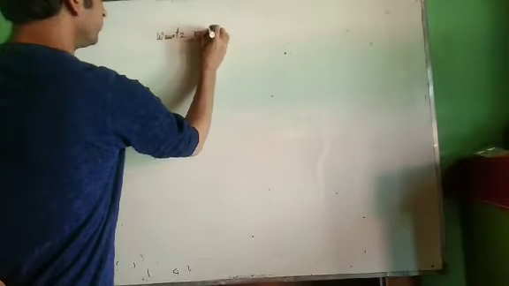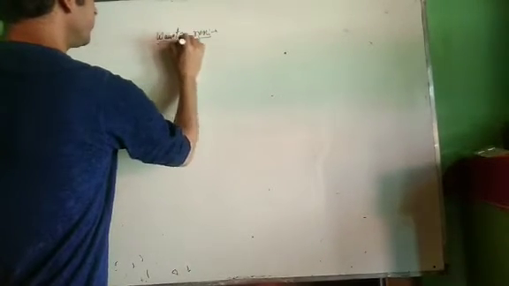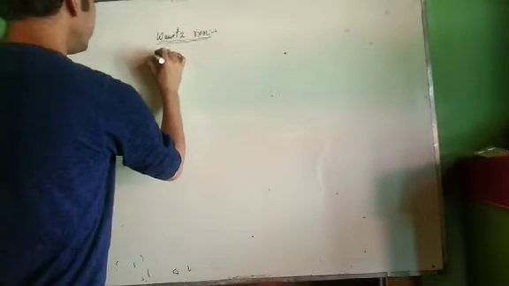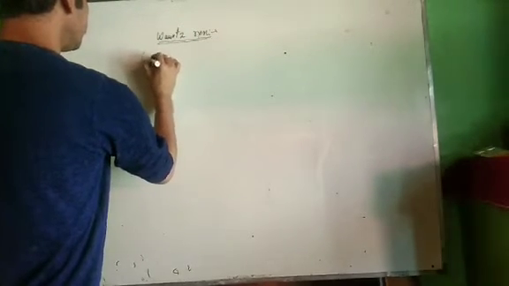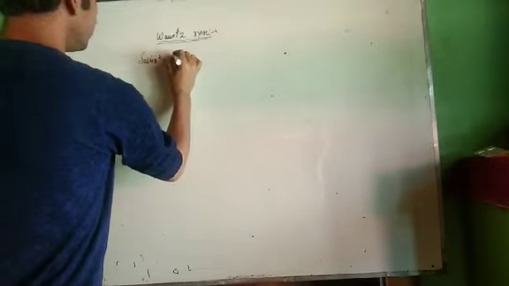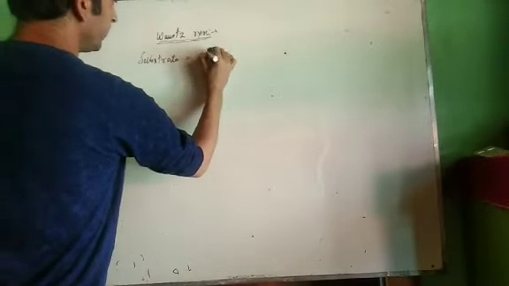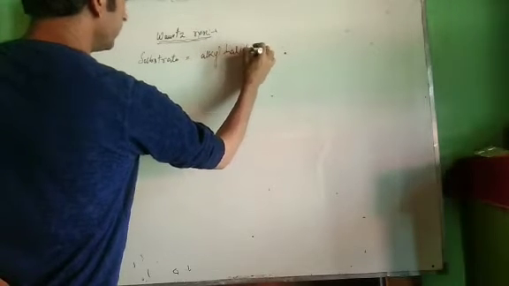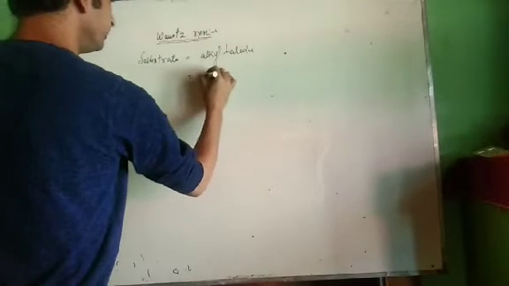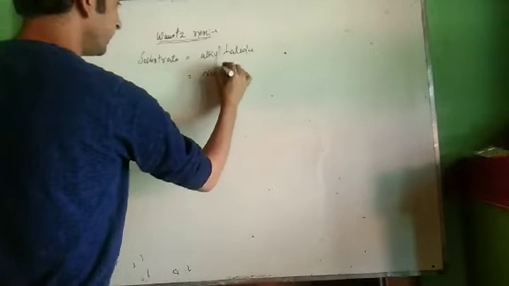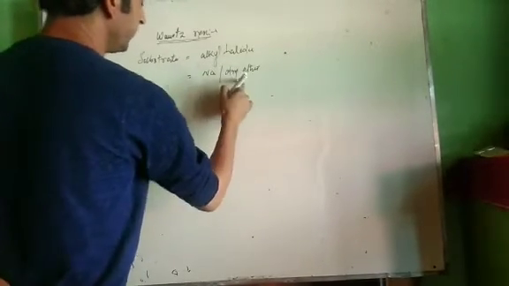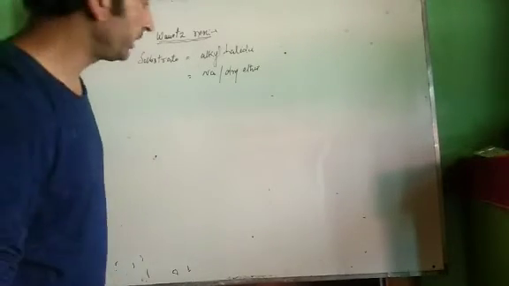Wurtz reaction. It's a very simple reaction between two alkyl halides. The substrate is alkyl halide, two alkyl halides, in the presence of sodium as reagent and dry ether. Why not water? Why dry ether? Because sodium is highly reactive. That's why we take dry ether.